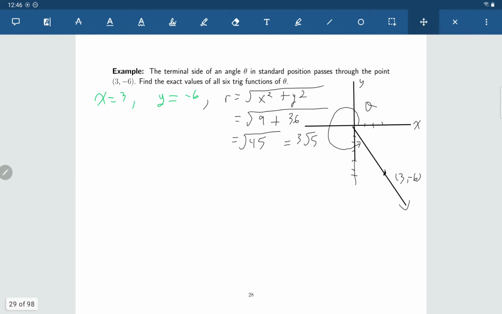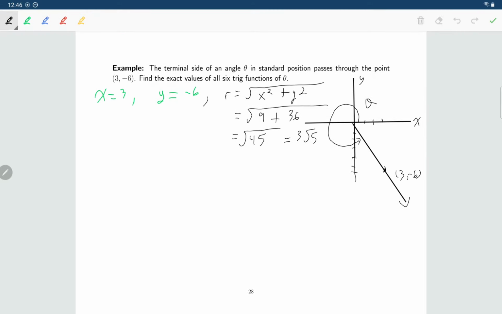Okay, so now we've got almost everything we need. We needed our value for x, for y, and for r, and once we do, we can find all of our 6 trig functions. So the definition for sine of theta, that was y over r, or -6 over 3 root of 5. And then we just need to simplify this, the 6 and the 3 canceling, and then rewriting this in simplest terms by rationalizing that denominator, -2 root 5 over 5.